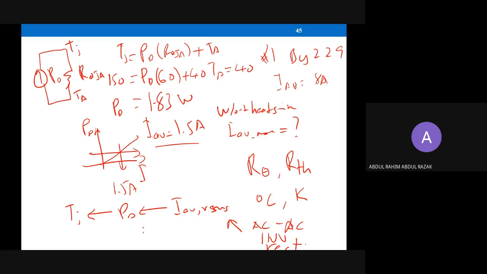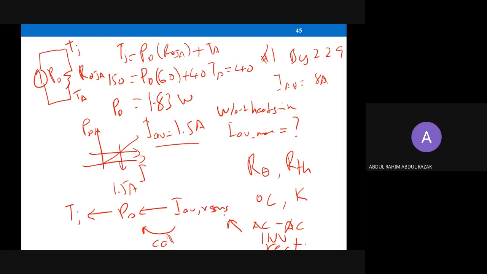And if you use a semi or non-control device, you can get it directly from the graph. If you are using a MOSFET, IGBT or whatsoever, you have to calculate. So direct, or you have to calculate.